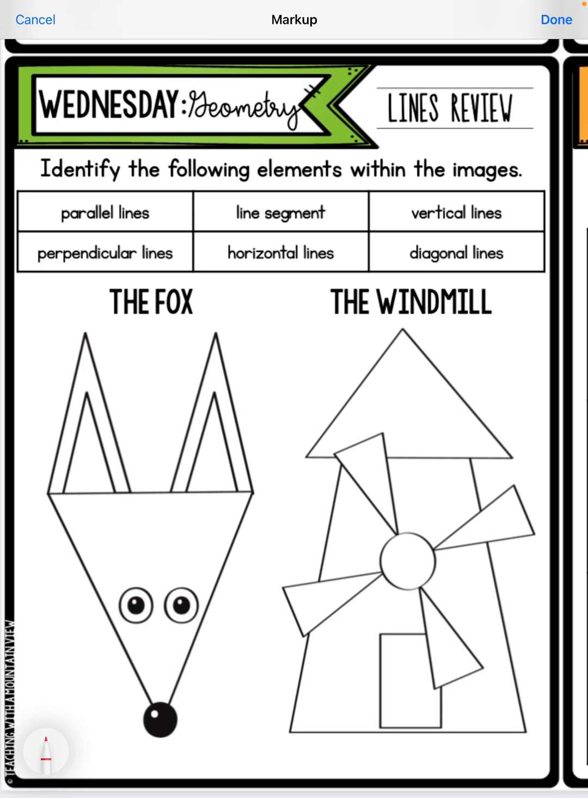Parallel lines are lines that if they were to go on forever, they would never, ever intersect. So those are going to be two lines that are going both up and down, both side to side, both diagonal, and they would never touch. So an example of these could be that door on the windmill, that top line and that bottom line. If those lines were to continue going forever, they would never touch no matter what.